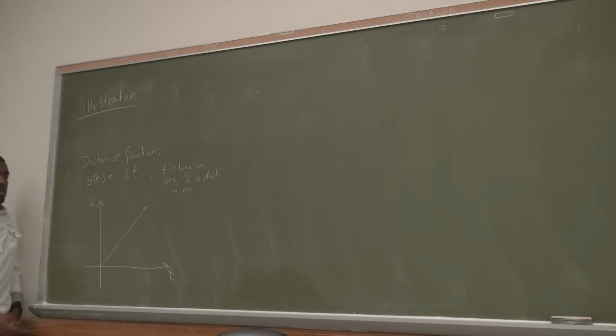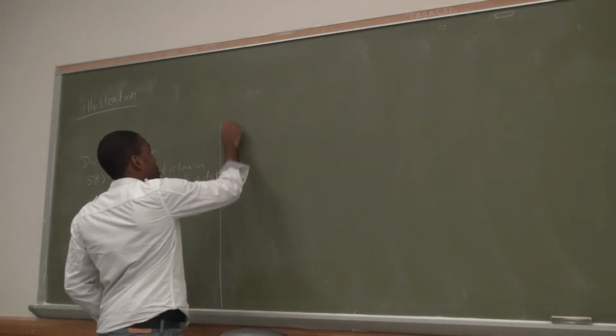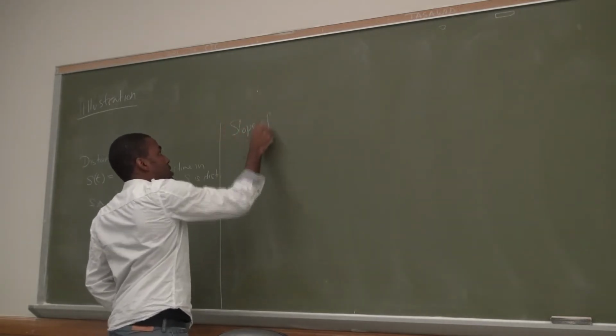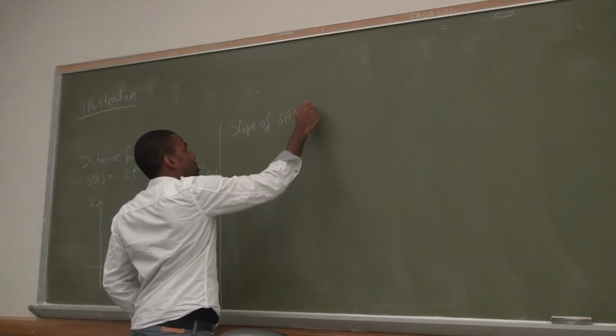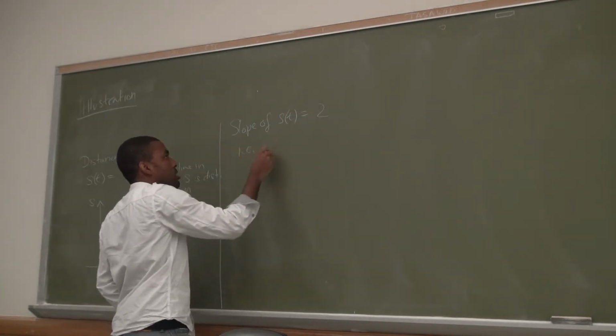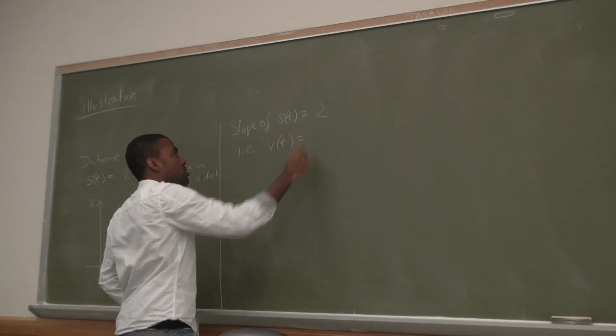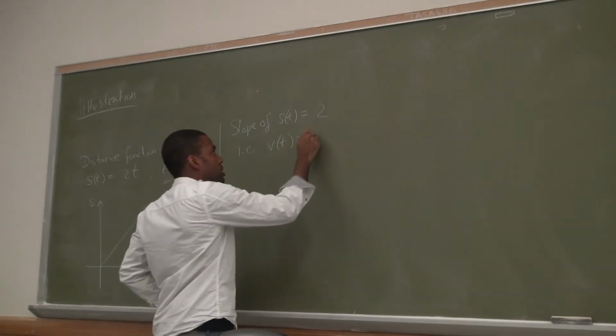Now, we said we could measure the slope of this graph, and the slope was equal to what? The slope of s is equal to 2, i.e. the velocity, right, which we know is the rate of change of position.